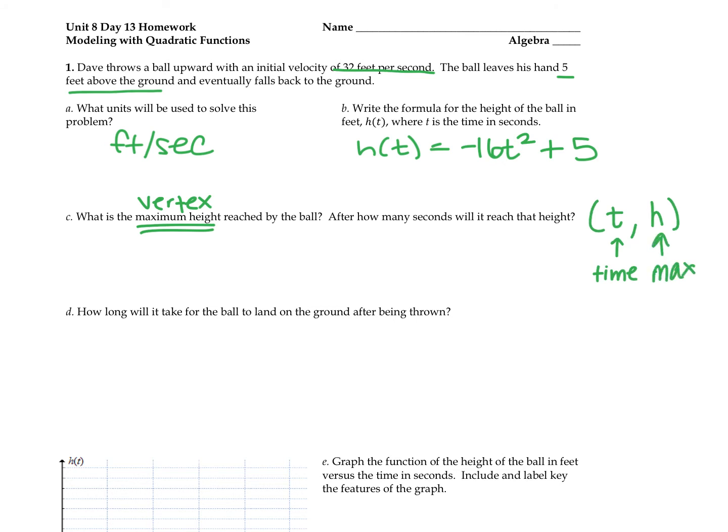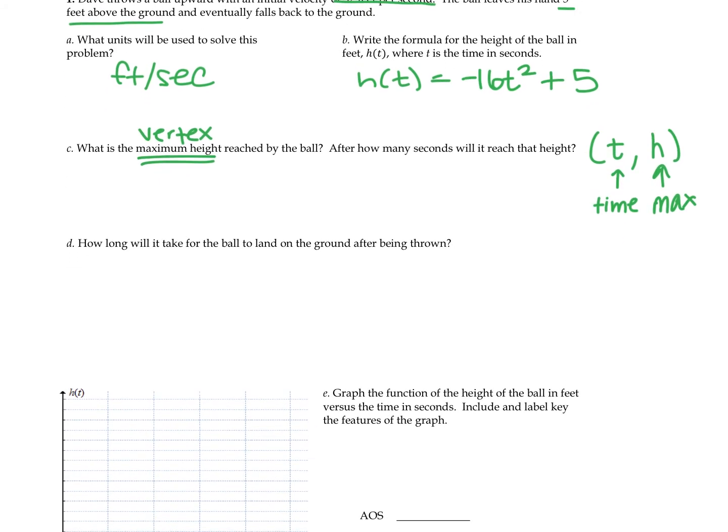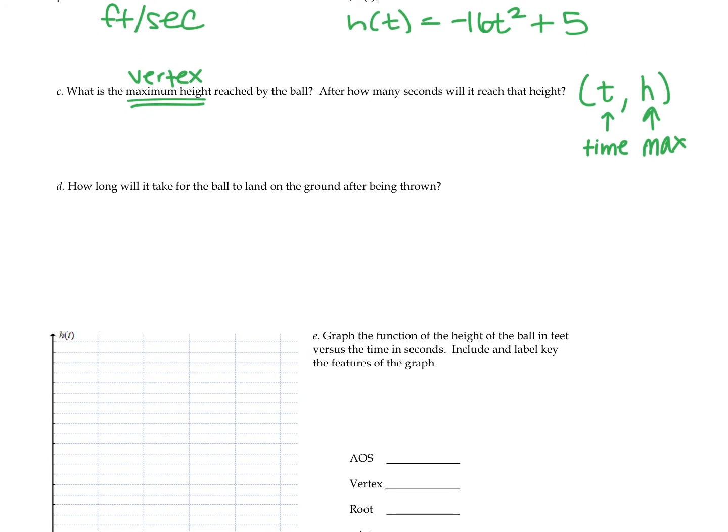So you can find your vertex using your calculator. You could find the vertex finding the axis of symmetry and then plugging that in. Either works. How long will it take for the ball to land on the ground after it's being thrown? Those are your roots. So remember I showed you how to find those in your calculator.